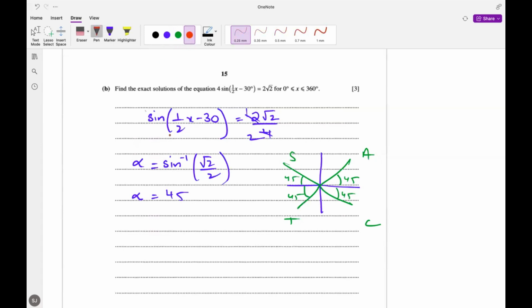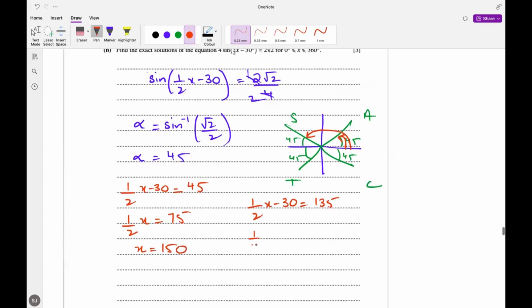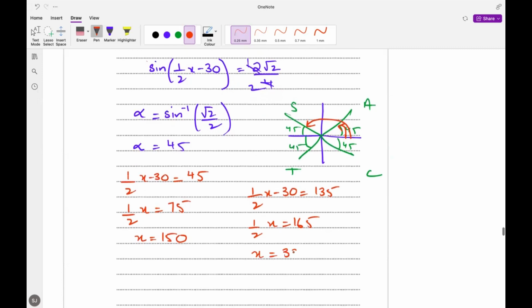Now, finding the value of x, we'll put half x minus 30 equal to, the first angle will be 45. So we'll put it equal to 45. Solving this, we'll get half x is equal to 45 plus 30, which is 75. So x will be equal to 150. Then using the other angle, which will be 180 minus 45, half x minus 30 is equal to 180 minus 45, which is 135. Adding 30 on the other side, we'll get half x is equal to 165. And then multiplying it by 2, we'll get 330 degrees.